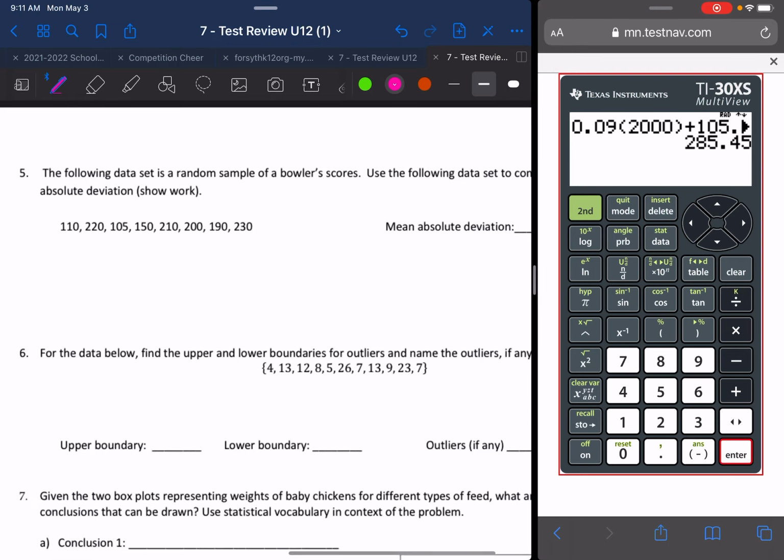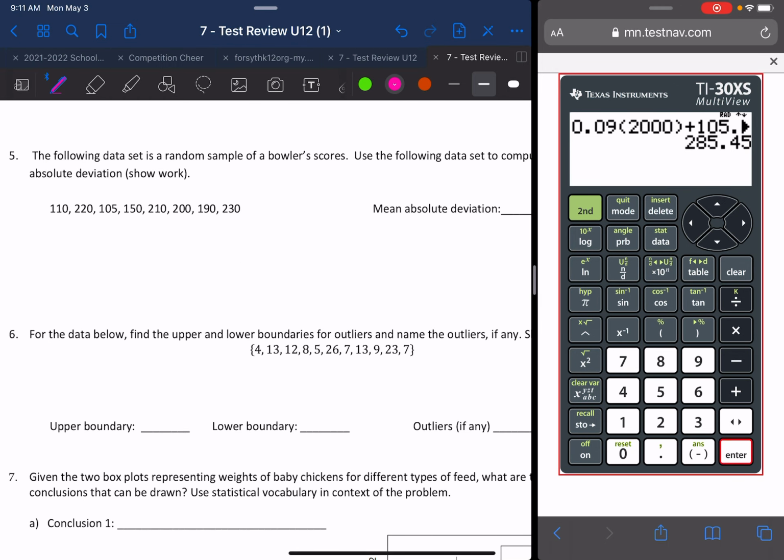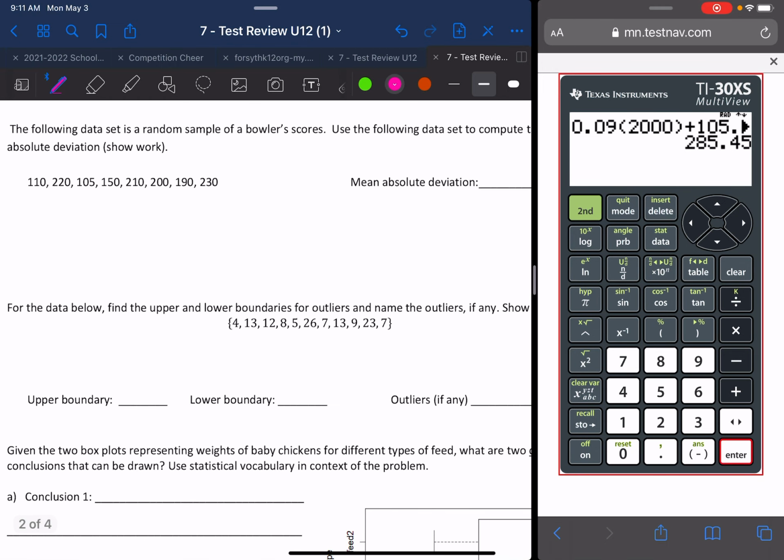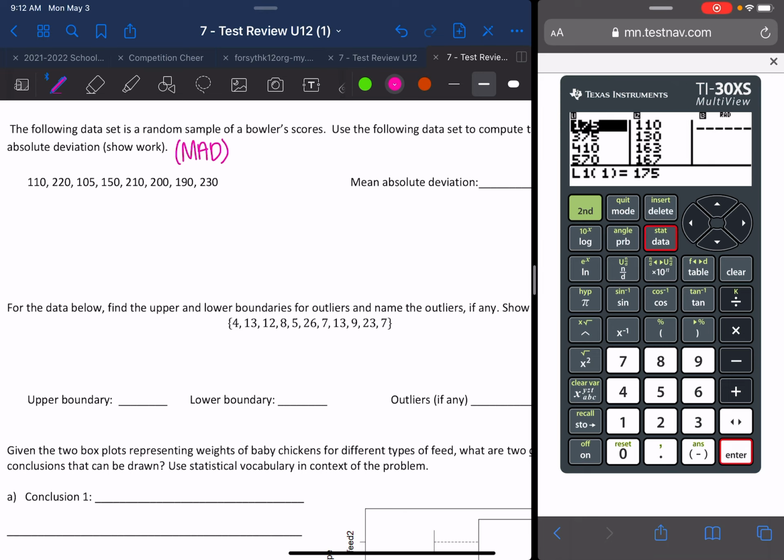We're going to go on to our second page. The following set of data is a random sample of bowlers' scores. Use the following data set to compute the MAD, which is the mean absolute deviation. Remember that if it asks you for the MAD, that is the mean absolute deviation. The first thing that you need to do is import all of this into your data set.